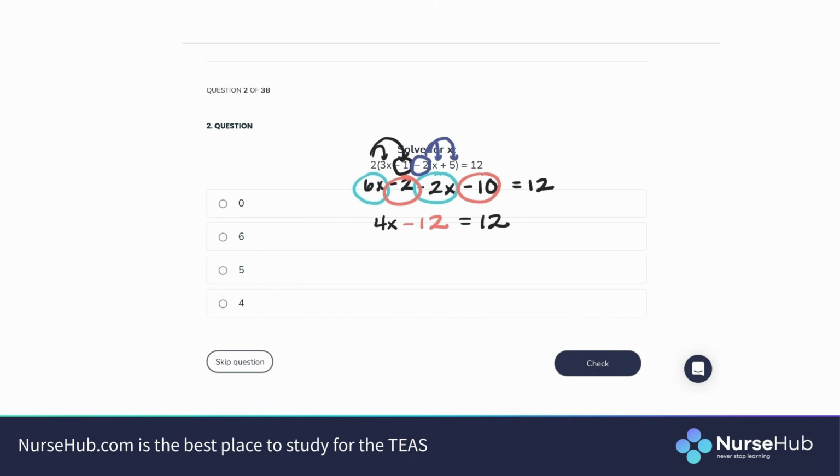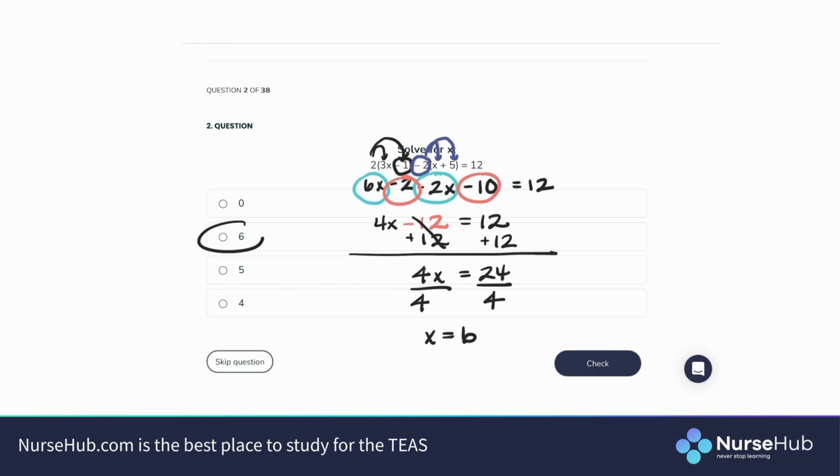Now it's just a simple algebra problem. We add 12 to both sides. These 12s cancel out, and we're left with 4x is equal to 24. Divide both of these by 4, and we are left with x equals 6.